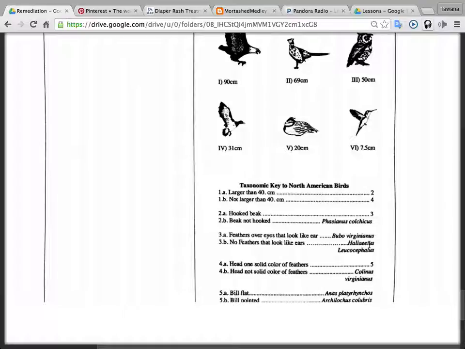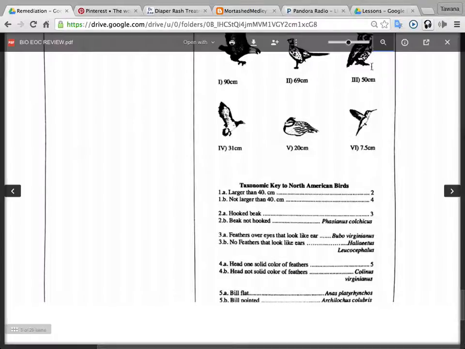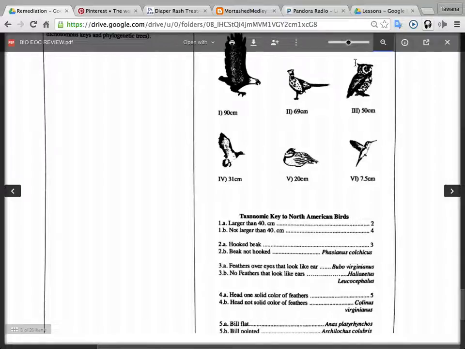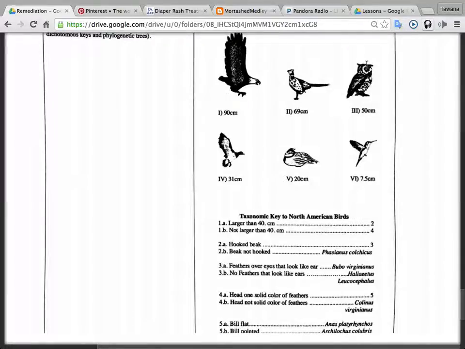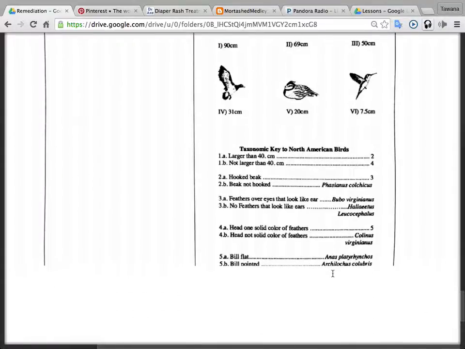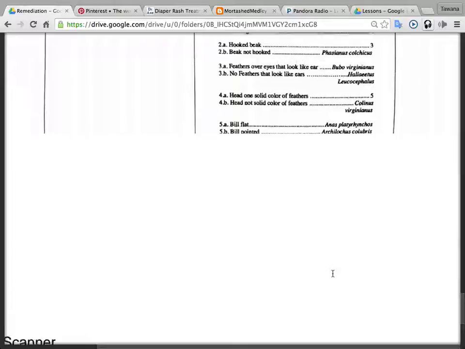No, this is not correct. He does have feather over eyes that look like ears. That's this right here. These are feathers over right here. They look like ears. They come like this. No, over on top of his eyes. Sorry. That look like ears. They're on top of the head. So he is a bubo. However you say that, I'm not even going to pretend like I know how. But the whole purpose of that is to know how to read that key.